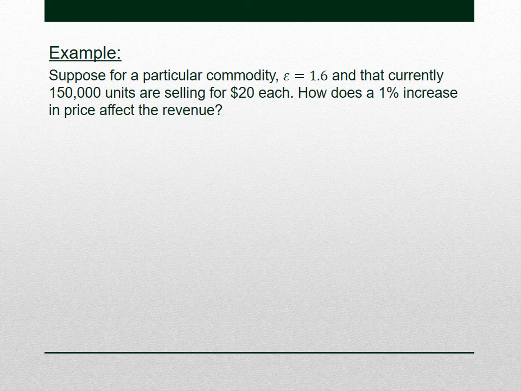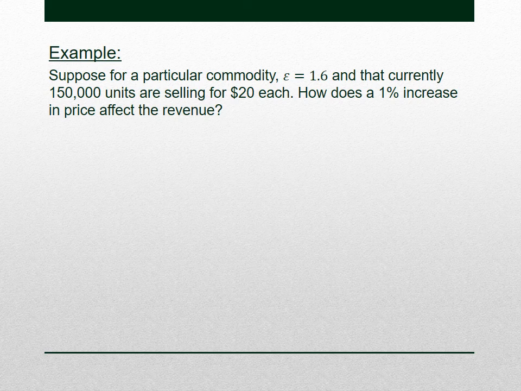Our last example is a little bit different, but it's similar. It still uses point elasticity of demand, but here we're going to come up with an actual number for revenue. So let's look at that. It says for a particular commodity, epsilon is 1.6, and currently we're selling 150,000 units for $20 each. It says how does a 1% increase in price affect the revenue?